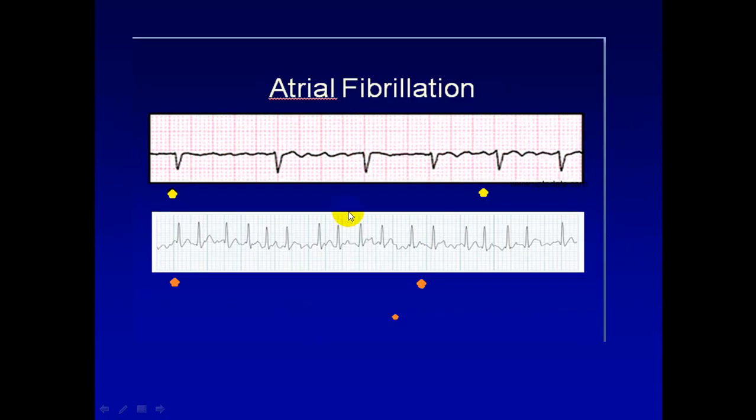If we count the rate, this is 1, 2, 3. Between these, the one with the yellow arrow is found to be less than 100. Here it is about 130.